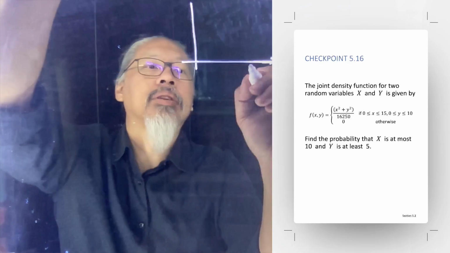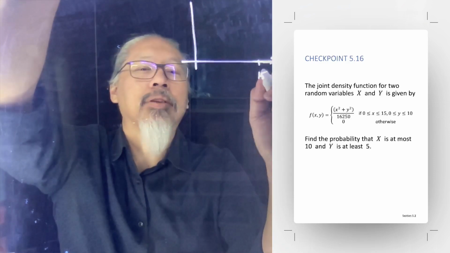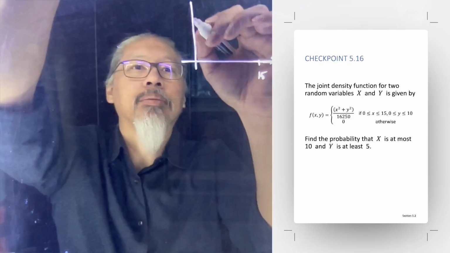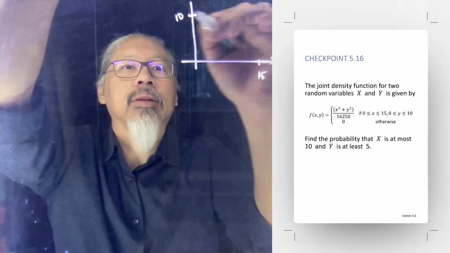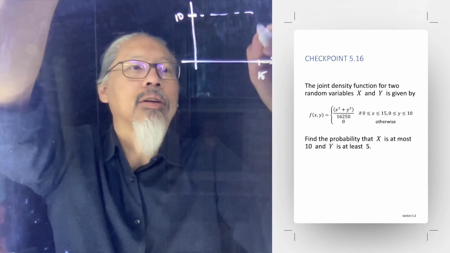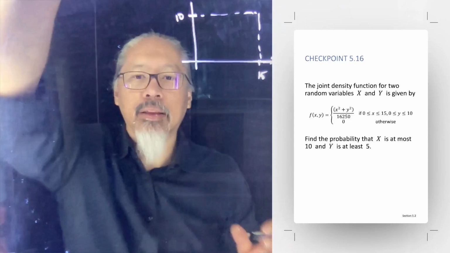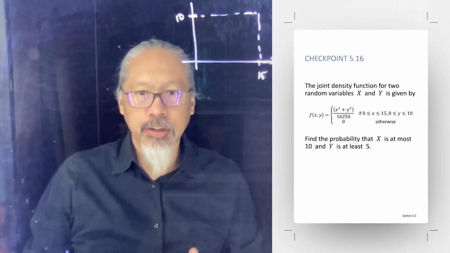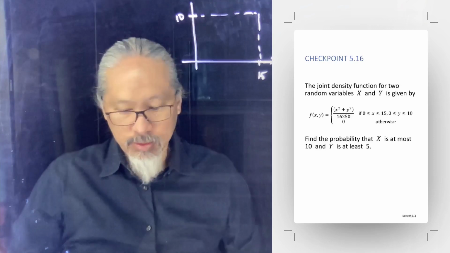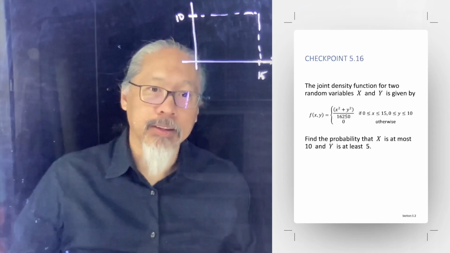X goes from 0 to 15. Let's mark 15 here. Y goes from 0 to 10. Let's mark 10 here. So if we take this integral over this whole domain, then the total area should equal 1. Okay? All right, so that's not what they want here.